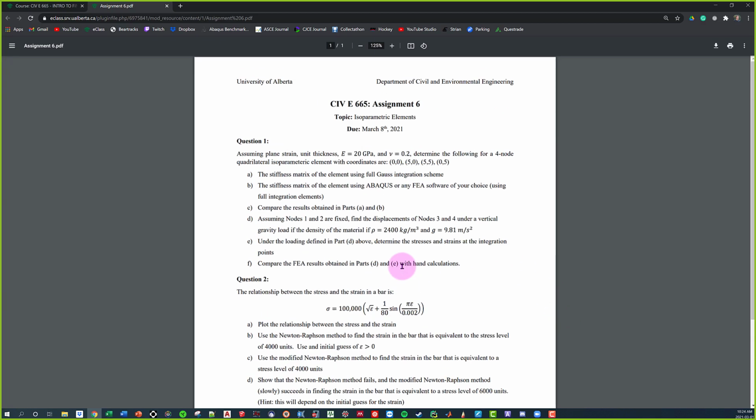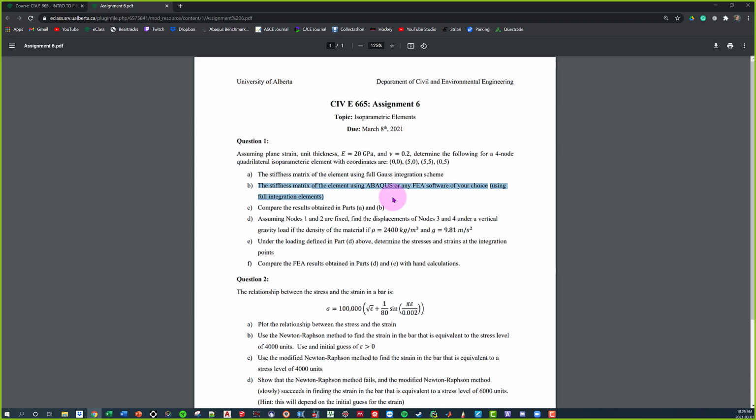So if we look at question number 1, this goes back to last week with those isoparametric elements. What we're basically going to do is take a 4-node quadrilateral isoparametric element, and it gives us the material properties as well as the coordinate points. The first question is find the stiffness of the element using the full Gauss integration scheme. You guys have your code for this already from the last assignment. This is going to be a piece of cake. Now, part B says find the stiffness matrix of the element using ABAQUS. My question to you guys is, do you know how to find the stiffness matrix of an element in ABAQUS?